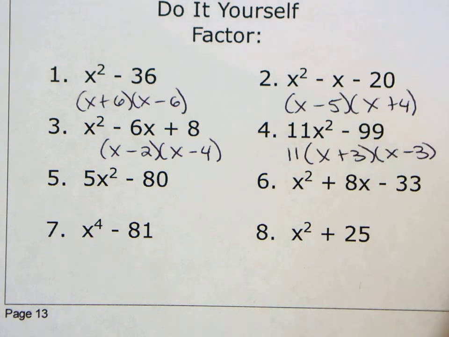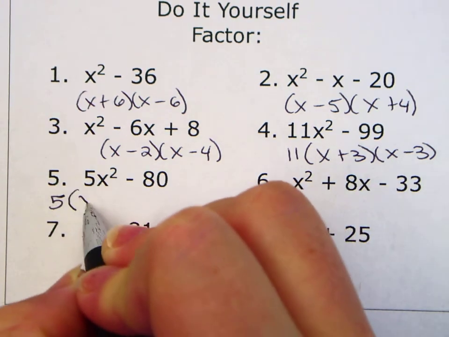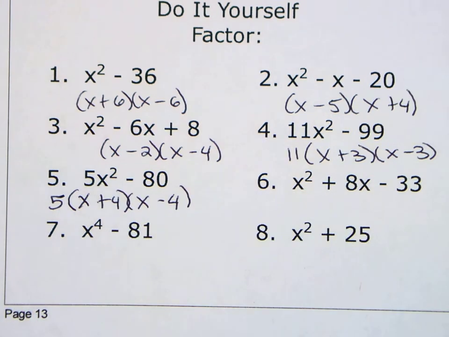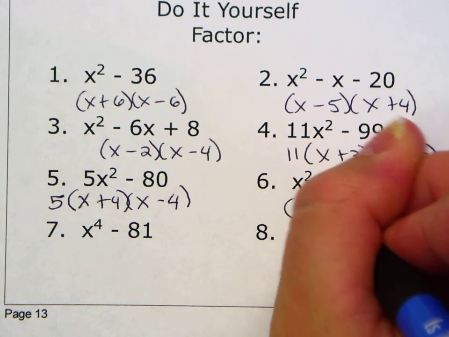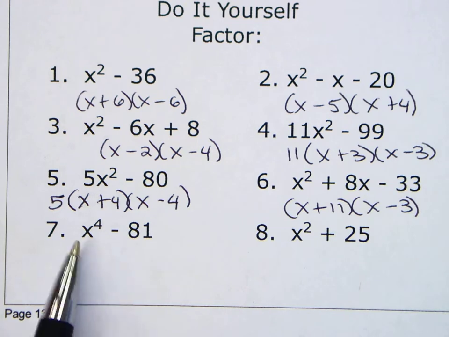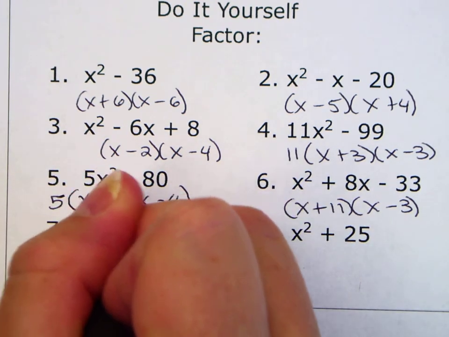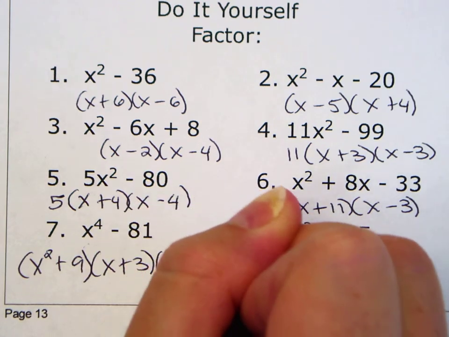This is a GCF and then a difference of squares. Same with number 5. You can divide by 5 first, and then you have x plus 4, x minus 4. Number 6 is an MC chart. X plus 11, x minus 3. Number 7's like that last one. It's x squared plus 9, x plus 3, x minus 3.